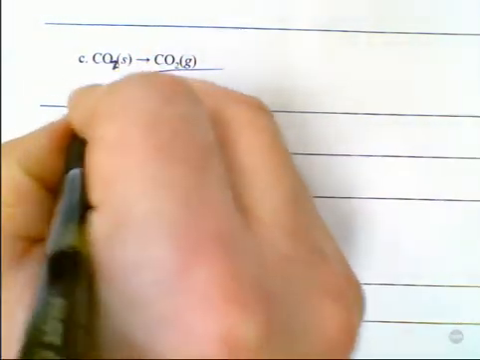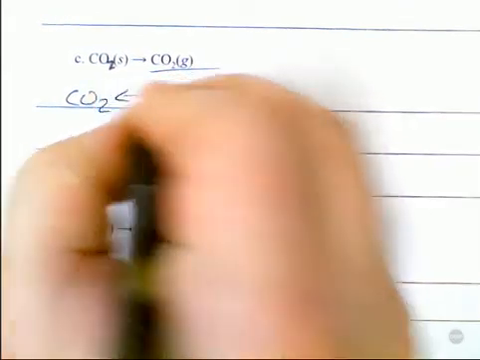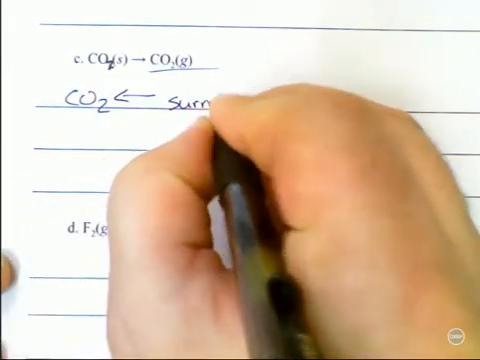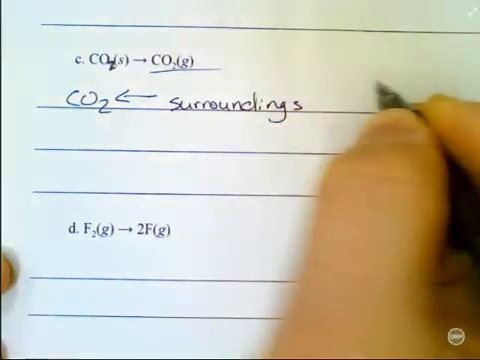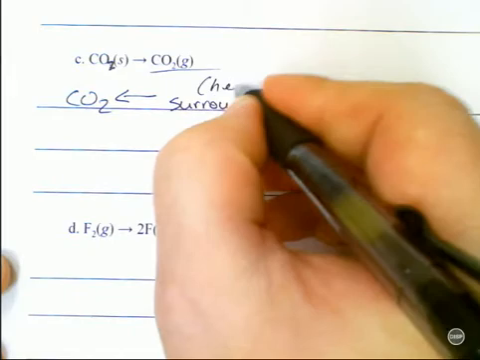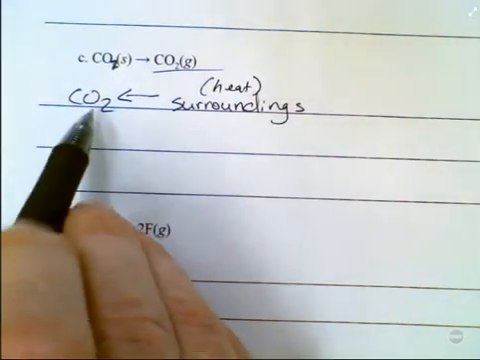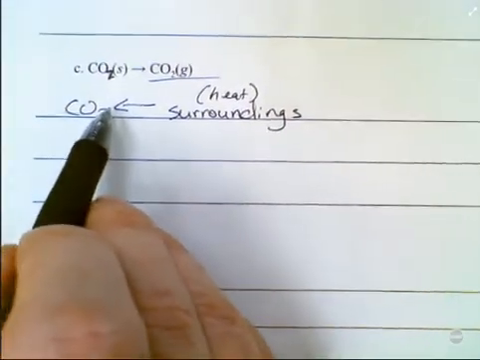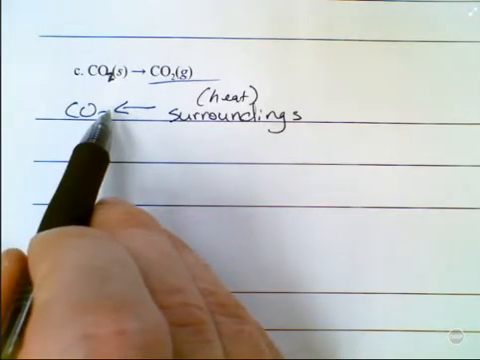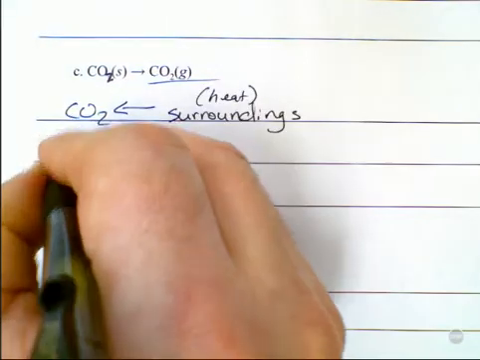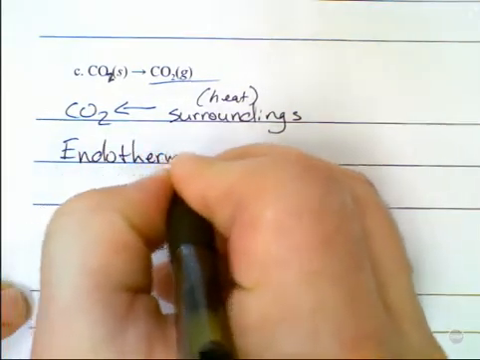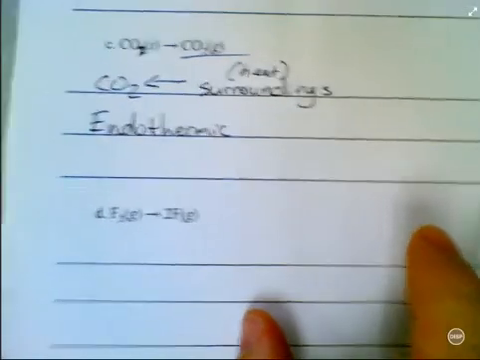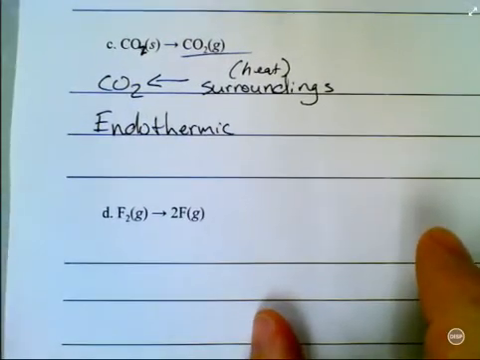Okay, so the CO2 has to gain energy from its surroundings in the form of heat. And so heat is flowing into the carbon dioxide, into the system from the surroundings. That makes this process endothermic. And lastly, we'll look at D.